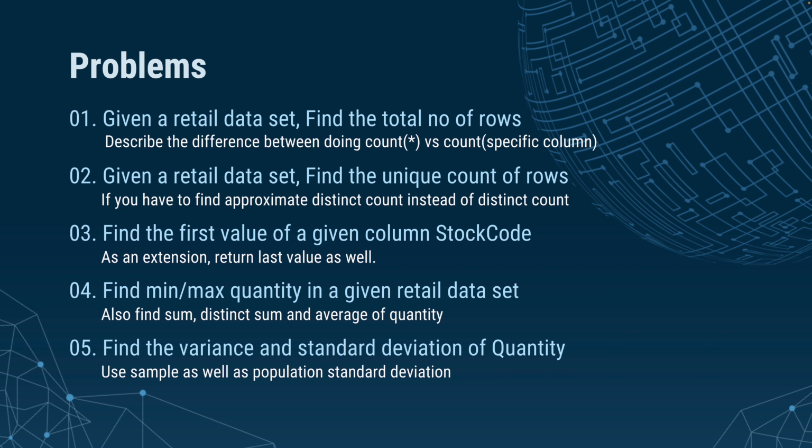Along with it, we want to do certain other aggregations like sum of the quantity, distinct sum of the quantity, or average of the quantity. Along with that, I also want to compute the basic variance and standard deviation which that particular column might have. An add-on is that we should use both the sample and the population standard deviation.